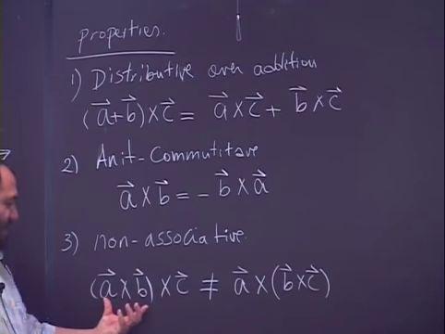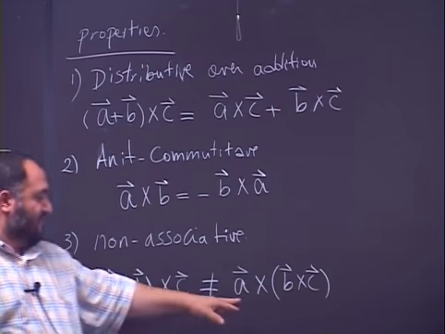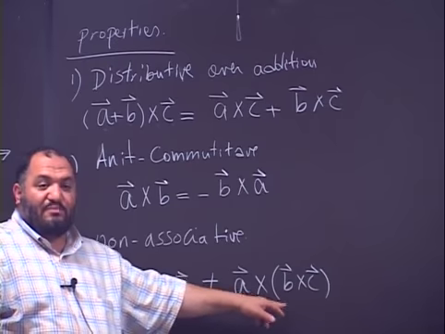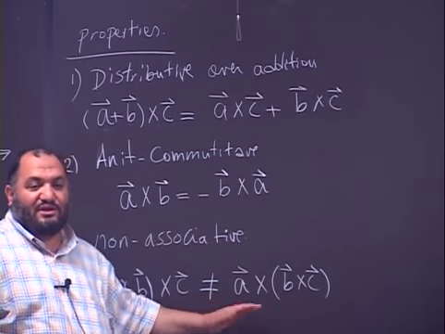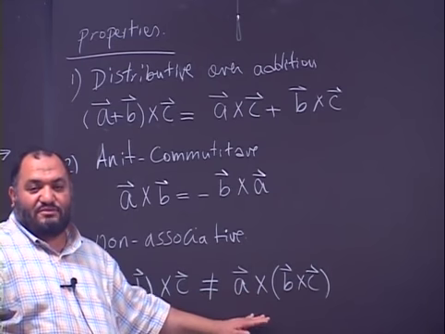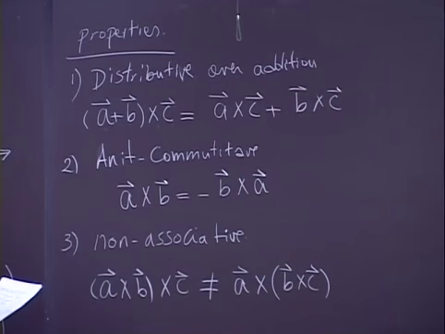So A cross B crossed with C is a vector which is completely different from A cross B crossed with C. We will see it here in the vector triple product in a minute or so, before the end of this class.